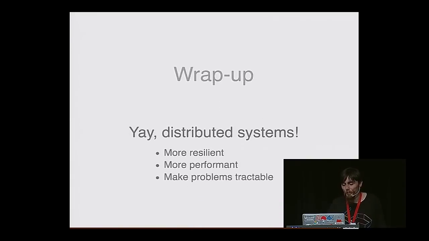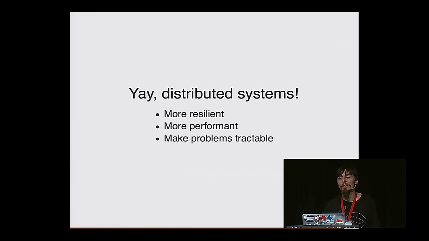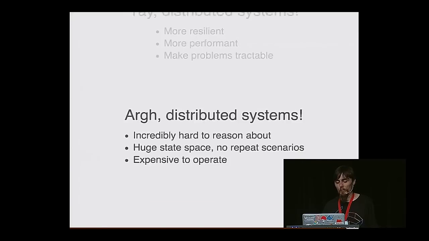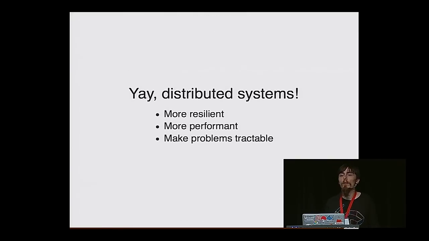So, to wrap up. Yay, distributed systems. They're more resilient. They are more performant. At least they can be more resilient. They can be more performant. And more importantly, they make some problems tractable. Clearly, no amount of really fast computer is going to make Google something that you can do on a single machine, or Facebook, or any other large distributed system, right? So there's stuff that we can do that we can't do any other way.